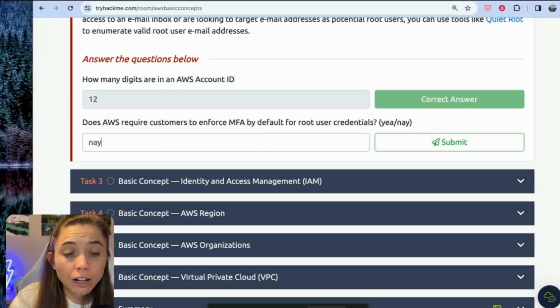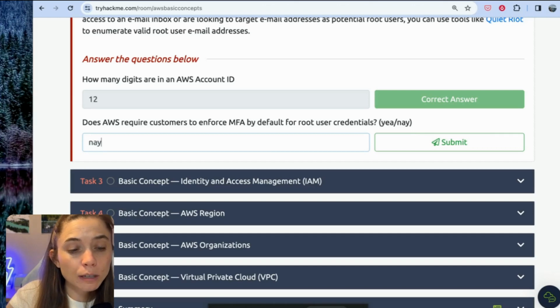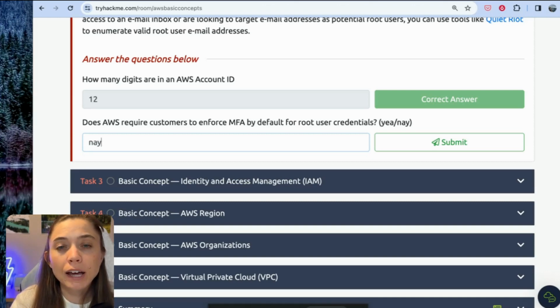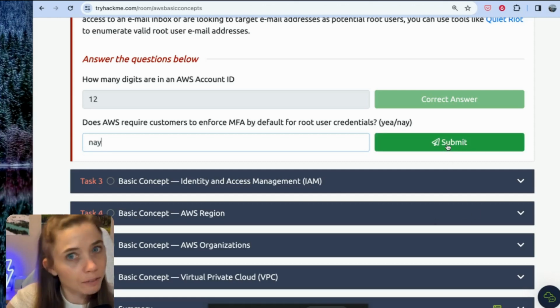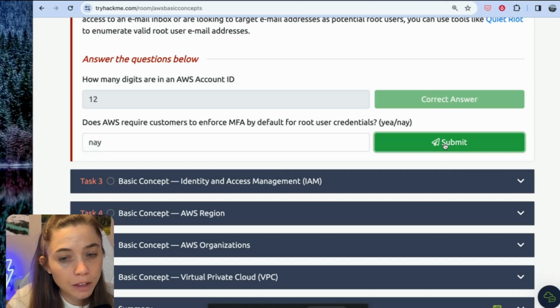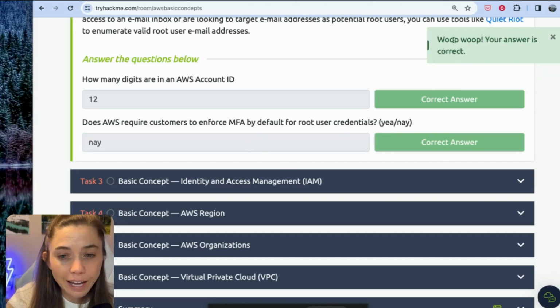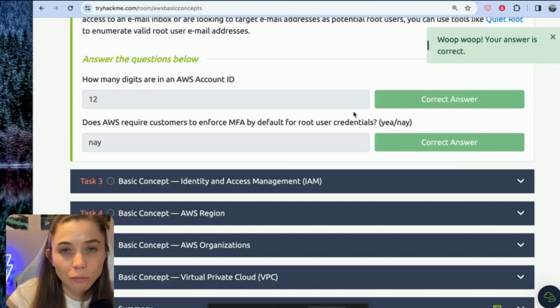But there have been a lot of changes around this rolling out recently. I'm making this recording in early 2024, and AWS has started to require MFA in different circumstances. I'm not sure off the top of my head, but I'll link below to some of the announcements. AWS is starting to actually enforce MFA requirements on every account, which is a good move forward because everyone should have that set up. It's a no brainer. So we'll hit submit on nay. Whoop, whoop. Our answer is correct. And we will move on to task 3.